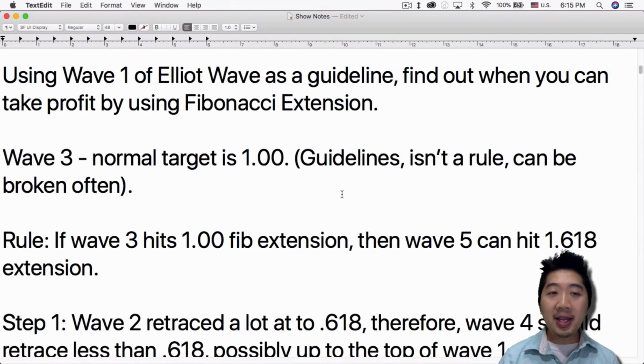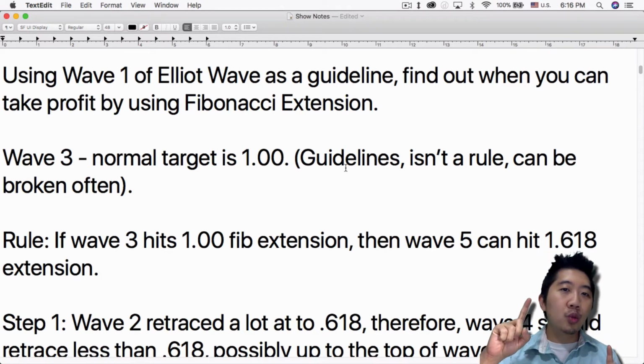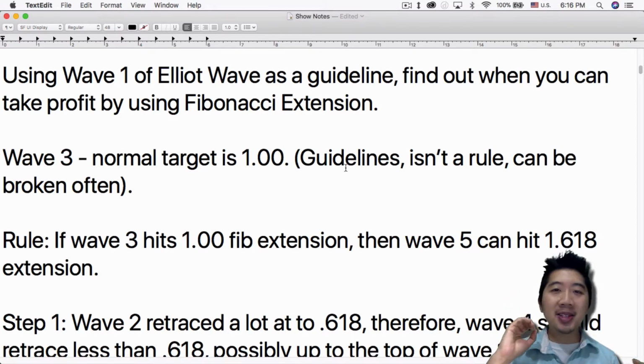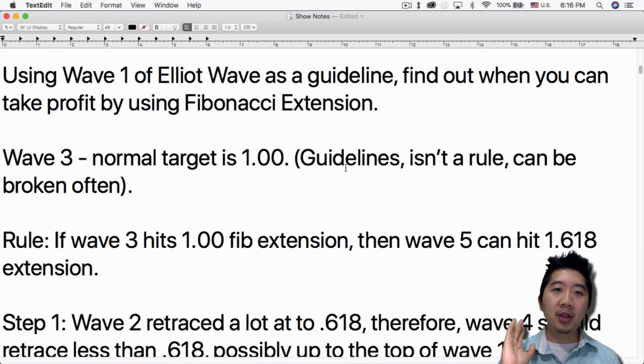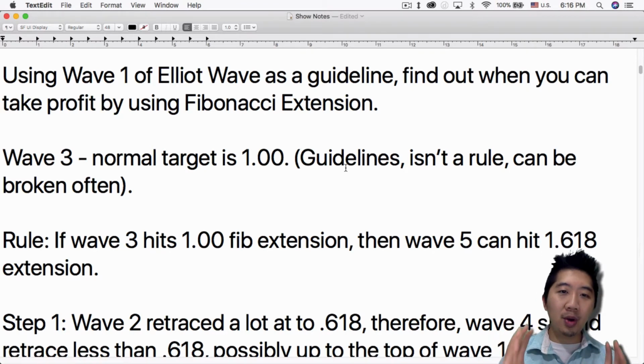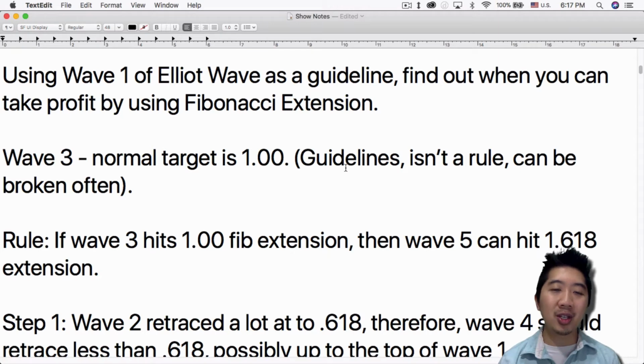The idea of the Fibonacci extension is to use wave 1 of Elliott Wave as a guideline and then find out when you can take profit. You want to use wave 1, the length of it, as a guideline again, and then wave 3, the next motive wave, the normal target is 1.00, meaning it should be as long as wave 1. But that's a guideline, so this isn't a rule and it can be broken often. But the rule is this: if wave 3 does hit 1.00 fib extension, then wave 5 can hit 1.618 extension.